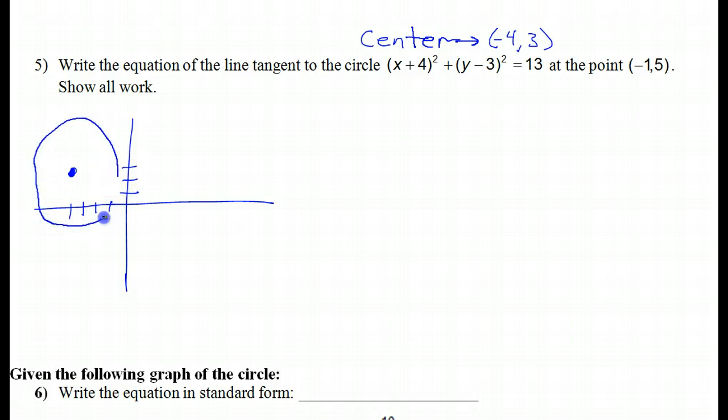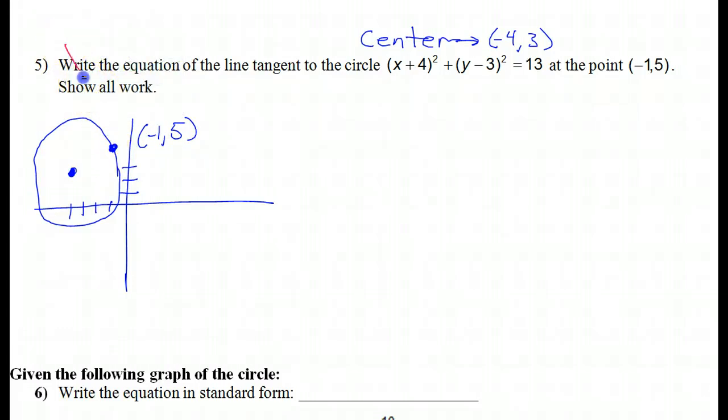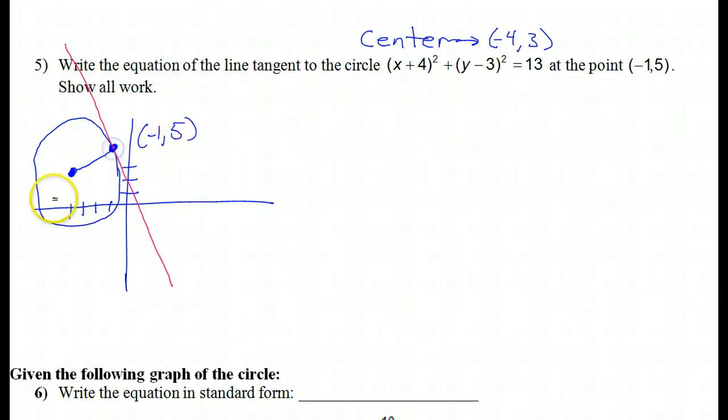So it's this kind of thing going on. Anyway, the point of tangency is supposed to be the point negative 1, comma 5. So let's say that's this. So this is the point negative 1, comma 5. We're supposed to have a line that is tangent to the circle at that point. So this is what we have to do. By the way, the center was negative 4, comma 3.